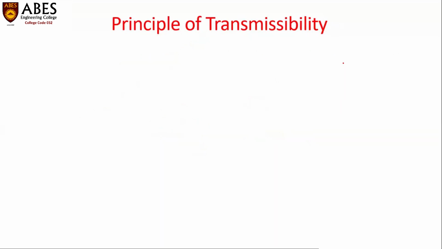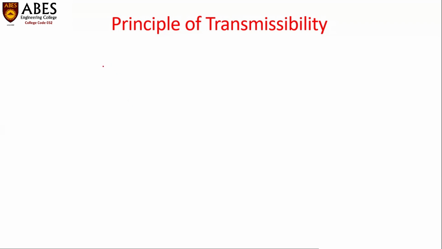Next one is the principle of transmissibility, which is a very basic theorem. Let's see what this is. The statement of the principle of transmissibility is that any force can be transferred along its line of action within the limits of the object, and there will be no change in its effect. The effect of the force initially was of any type. After transferring the force along its line of action, there will be no change in its effect.